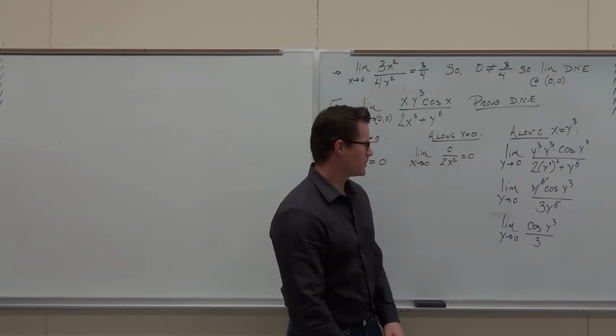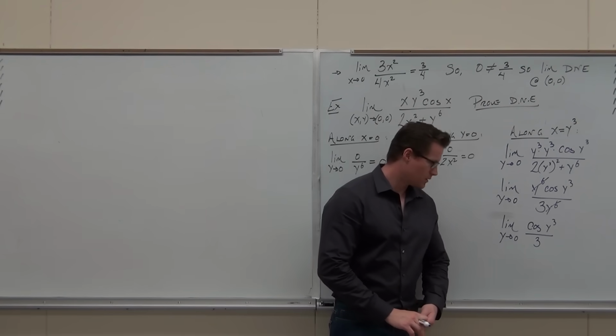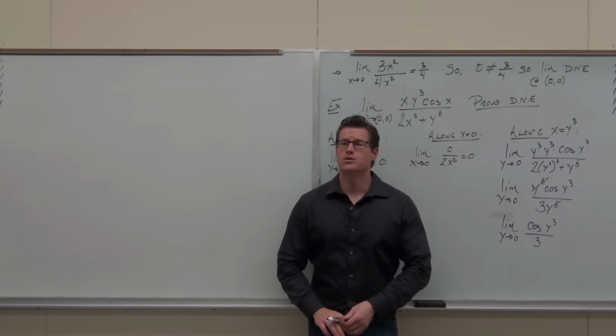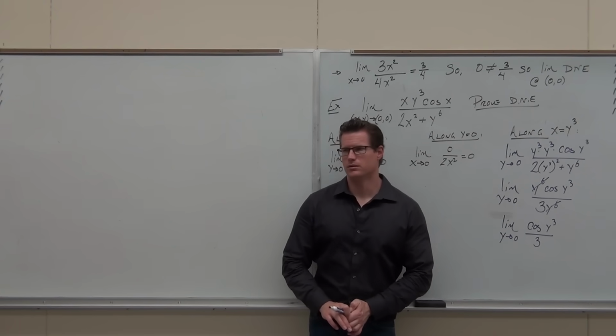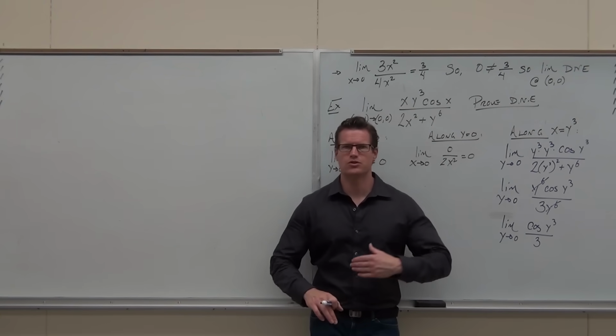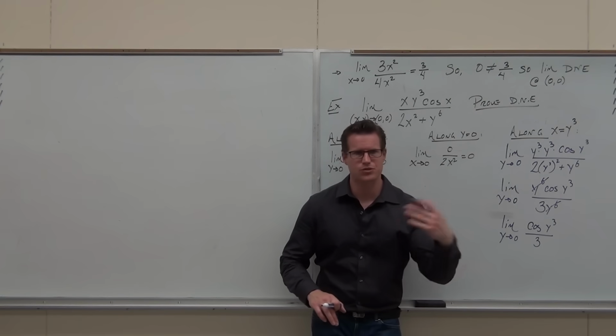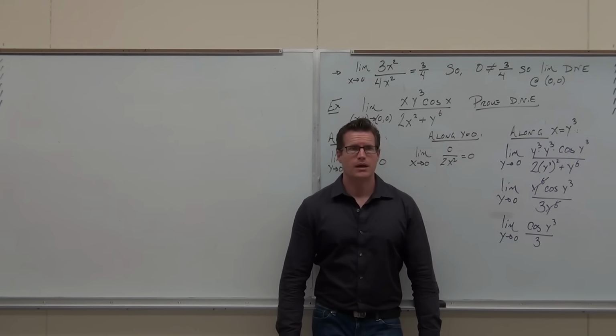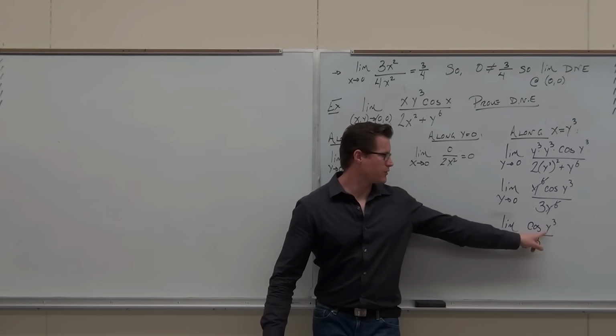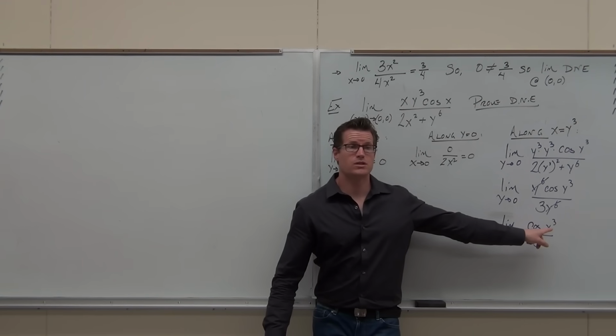So we're left with cosine y to the 3rd over 3. What do you do every time in Calc 1 when you do anything with a limit? What do you try over and over and over again? What should you try now? Plug it in. Hey, what's y to the 3rd if y is 0? 0. What's cosine of 0?